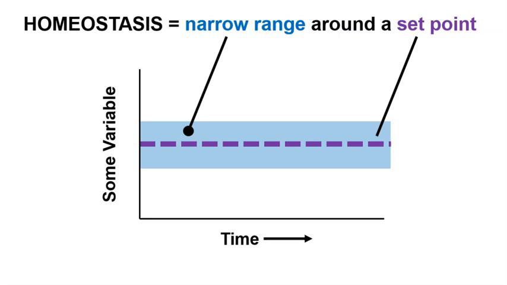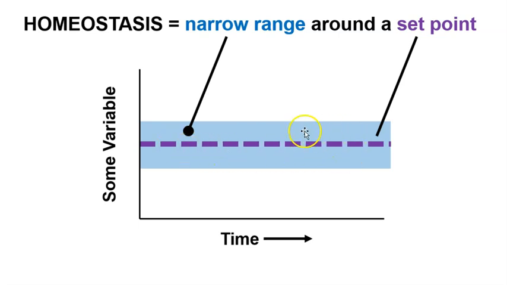So if we very simply graph this out, homeostasis being a narrow range around a set point, we can graph our variable of interest on a vertical axis here and time on our horizontal axis here. Our set point for our particular variable here will be our purple dashed line, and the narrow range of fluctuation about which that variable can fluctuate or deviate is highlighted by this blue shaded region here.